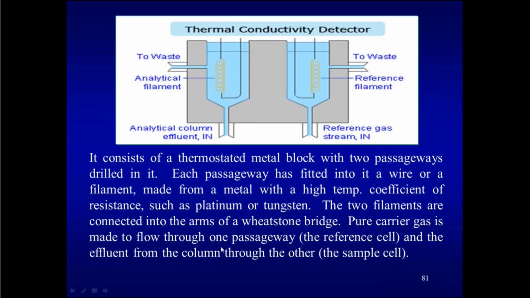Pure carrier gas is made to flow through one passageway. See, this is the reference stream. Here, this is where it is connected to the column. From here only carrier gas will be passing, and this is the direct reference gas. So only carrier gas, without passing through the column, will be passing through this reference cell. Through this passageway, only pure carrier gas will always be passing, whereas the sample cell or sample filament will be exposed to what is coming out of the column, the column effluent. Sometimes when there is no elution taking place, it will be only carrier gas passing through here also. Sometimes it will be a sample that is getting eluted along with the carrier gas.